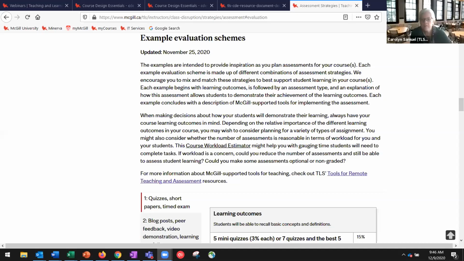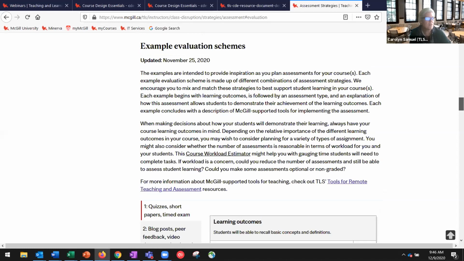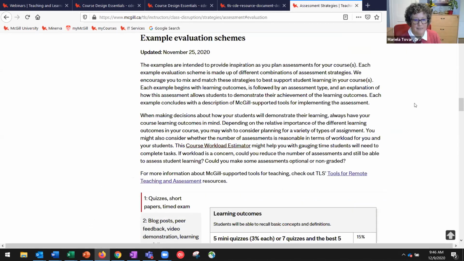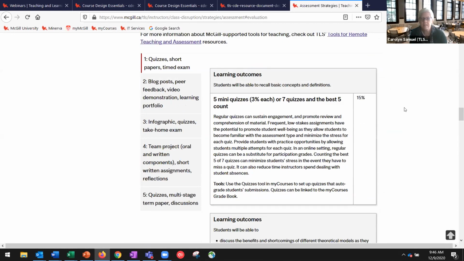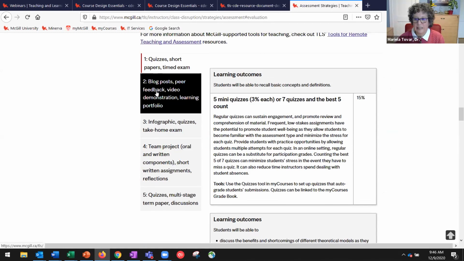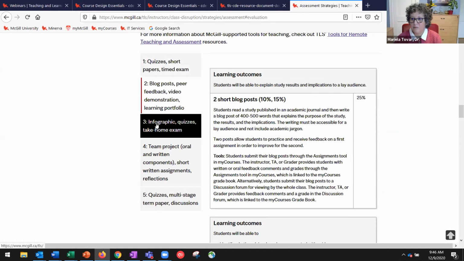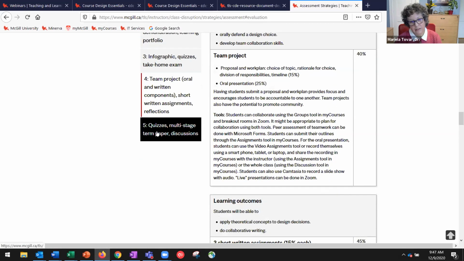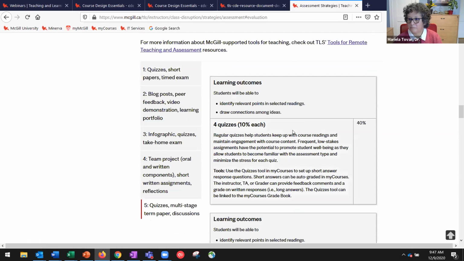Okay, can I get a nod from my colleagues? Are you seeing the TLS website? Perfect, thank you very much. I'm just going to scroll to the top of the page so you can see what it looks like. It's on the TLS site, under assessment strategies, and the link Mariette put in the chat is to the example evaluation schemes. You should see a page that has that heading, and then if you scroll down, you get to the actual examples. The examples, you have to click on them, and then for each example, you get an evaluation scheme with the learning outcomes, the assessment, and also the online tools.